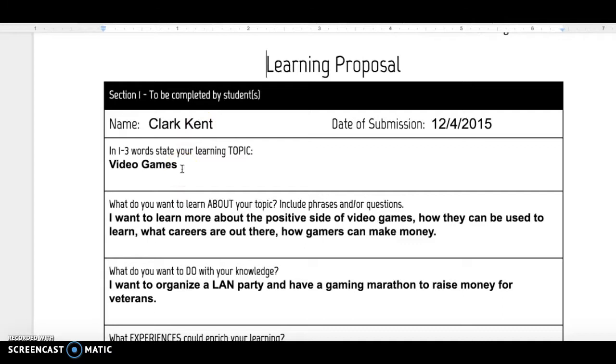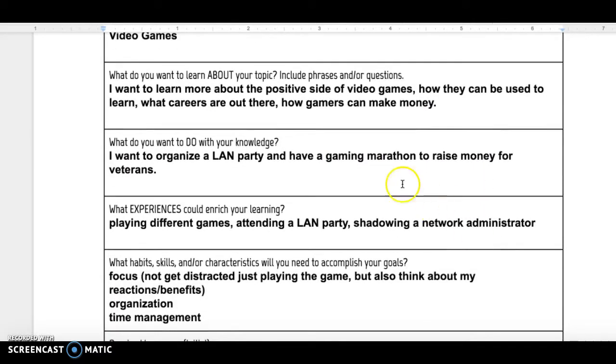He's super into video games, but he wants to learn more about the positive side of video games, how they can be used to learn, what careers are out there, and maybe even how gamers can make money. Okay? What he wants to do is organize a LAN party. If you don't know what a LAN party is, LAN stands for Local Area Network, and it's just when a bunch of gamers get together, they set up a network, and they have this kind of closed gaming network. So he wants to organize a LAN party and have a gaming marathon to raise money for veterans.